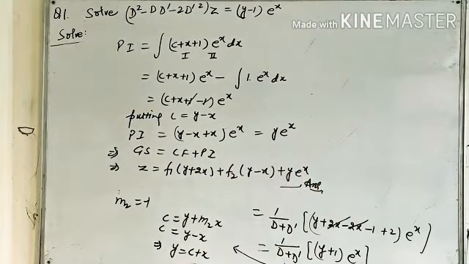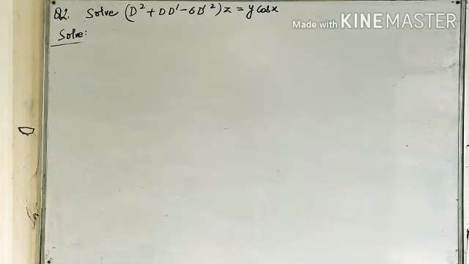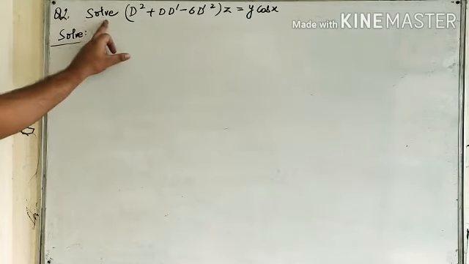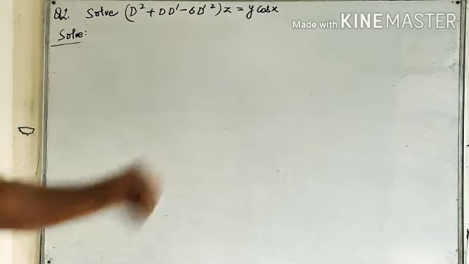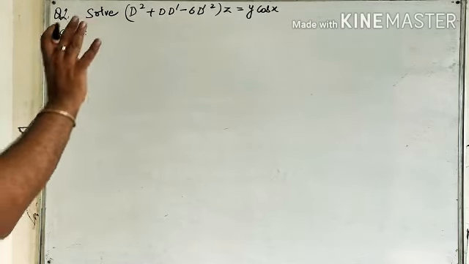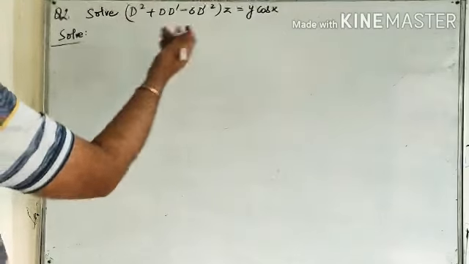Now we will take one more question based on this particular rule, so that you can understand this particular phenomenon. This is another problem. Solve D square plus DD dash minus 6D dash square z equals to y cos x. This is just similar to that previous problem.